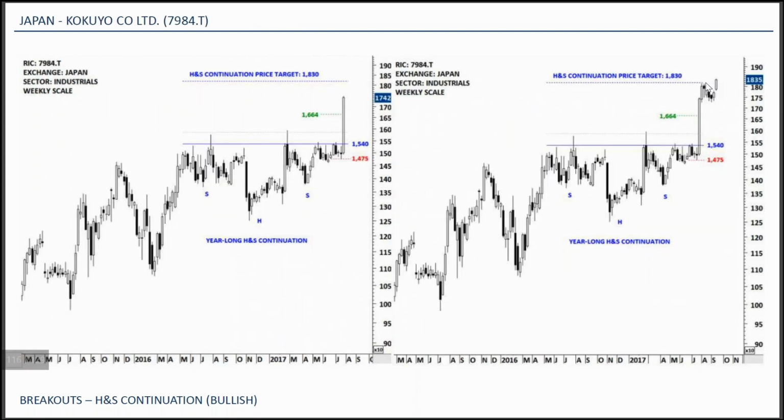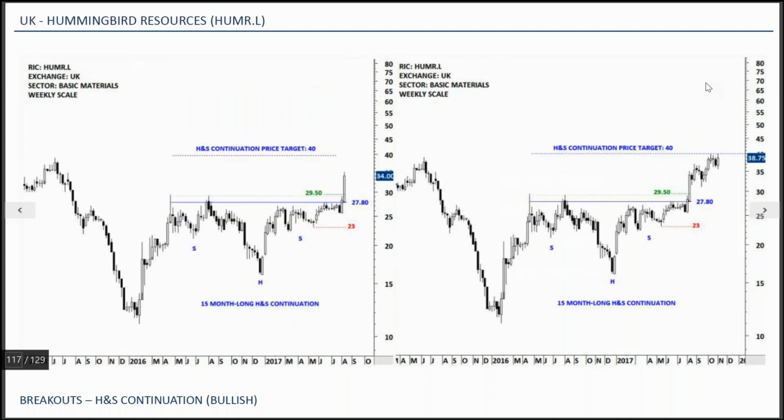Japanese name, a clear head and shoulder continuation taking place with a strong breakout, reaching the chart pattern price target. A UK company, resources company, a massive 15-month long head and shoulder continuation, taking place with a strong weekly breakout and taking us to the chart pattern price target.